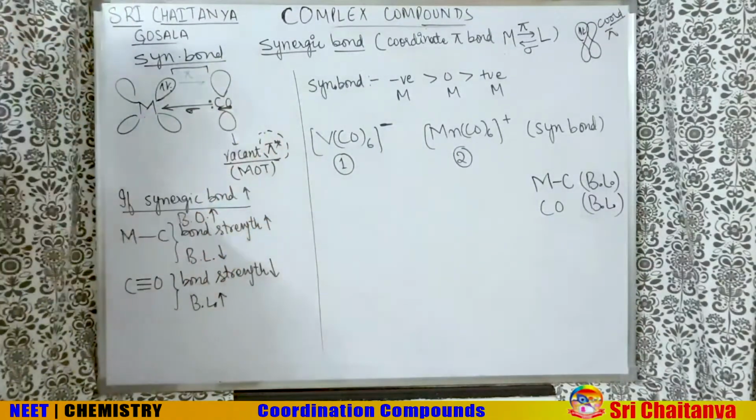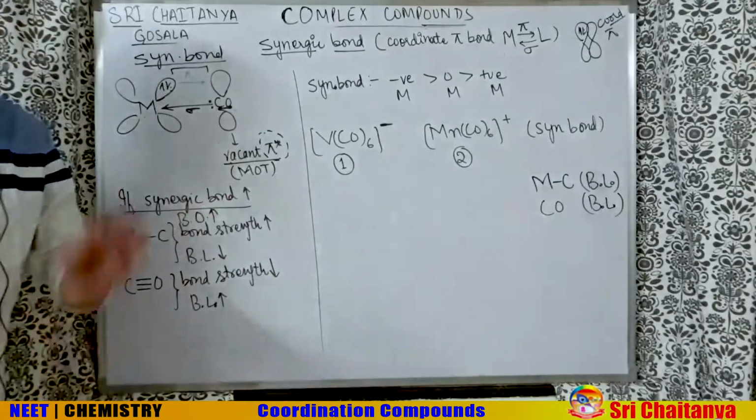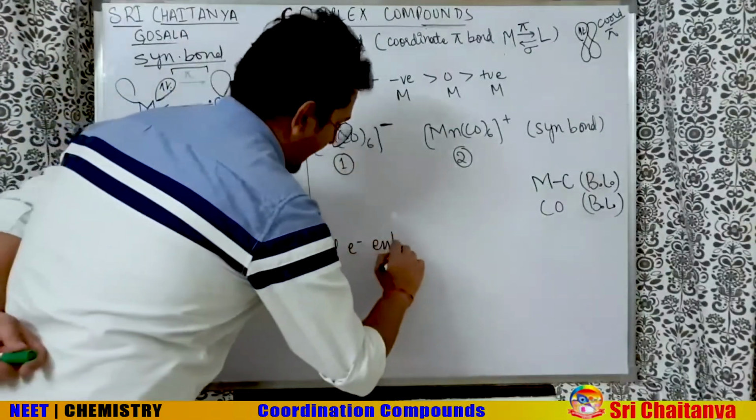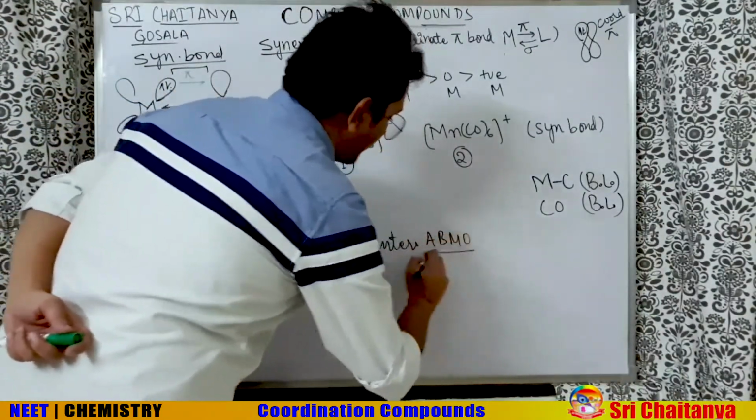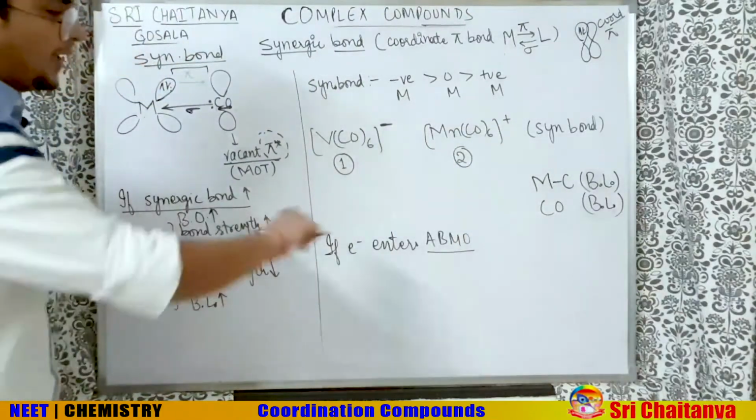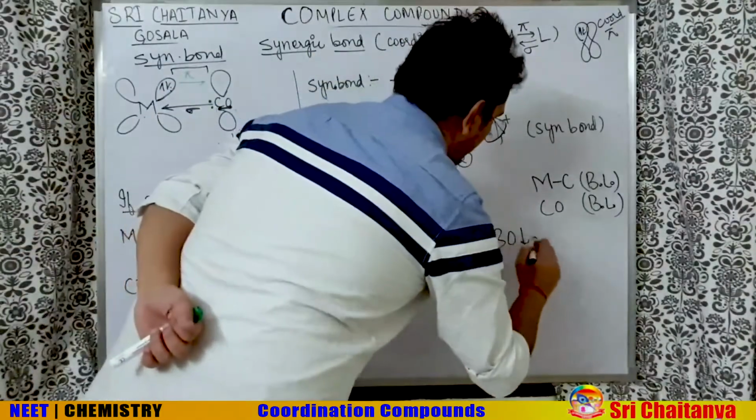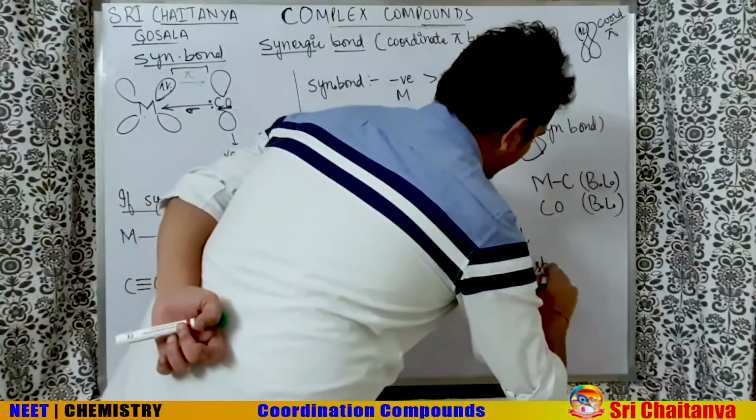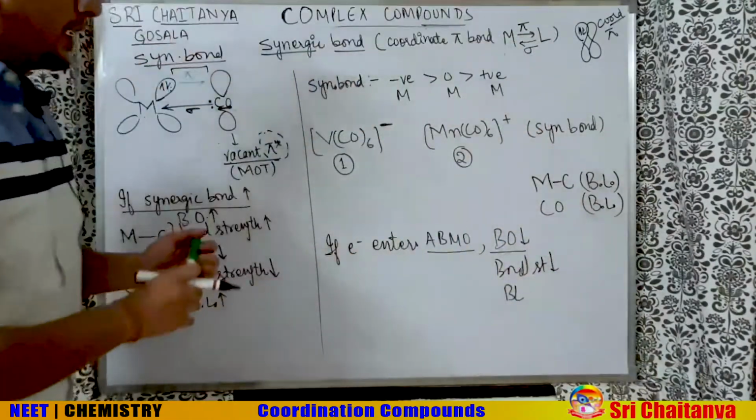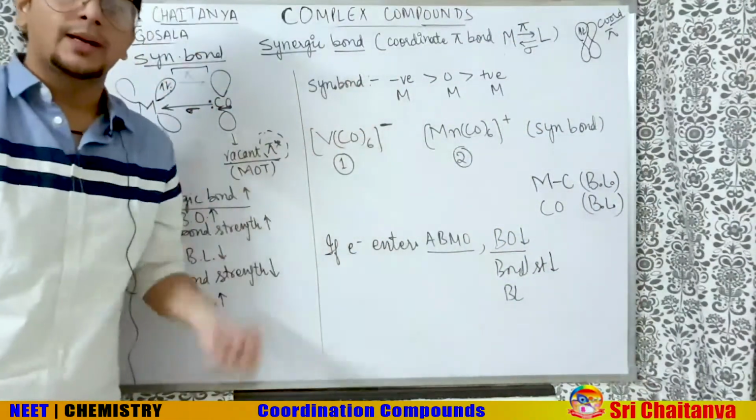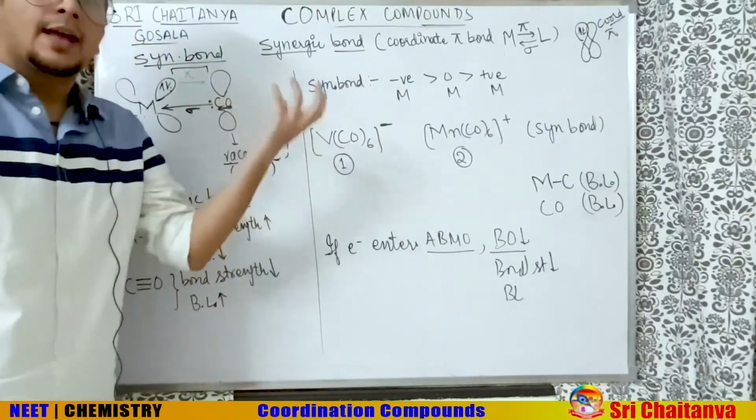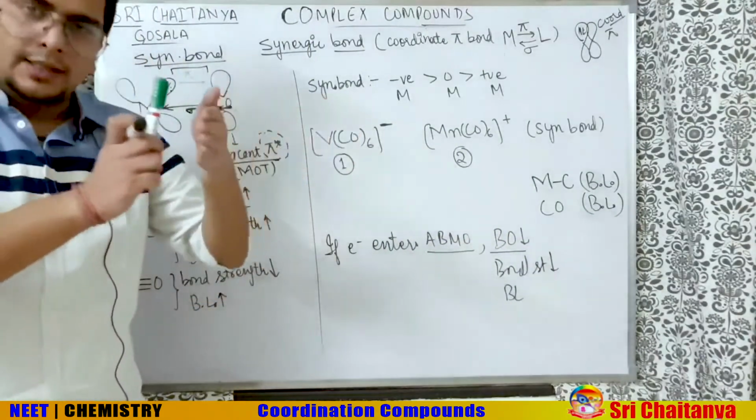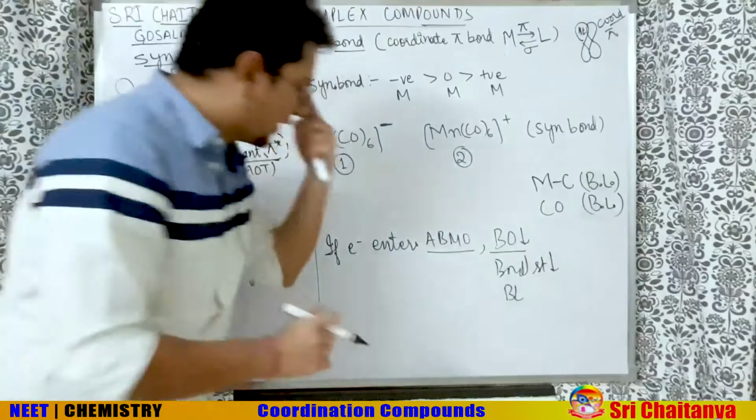Pi star orbital is an anti-bonding molecular orbital. If the electron enters the anti-bonding molecular orbital, you have read this in chemical bonding also, the bond order decreases. Bond strength basically decreases. So now think about it, if the bond order decreases, the bond between carbon and oxygen is becoming weaker, bond strength is decreasing, so they will go a little bit far away from each other. So what will happen to the bond length?